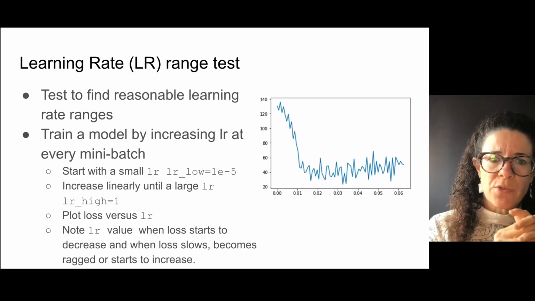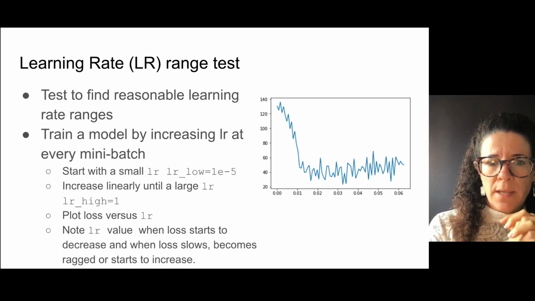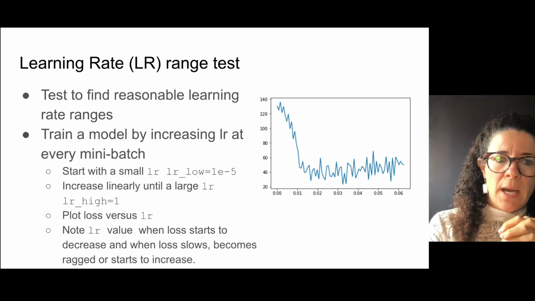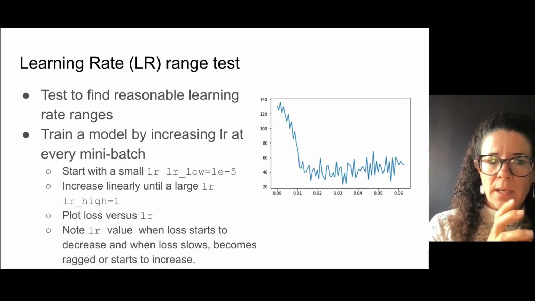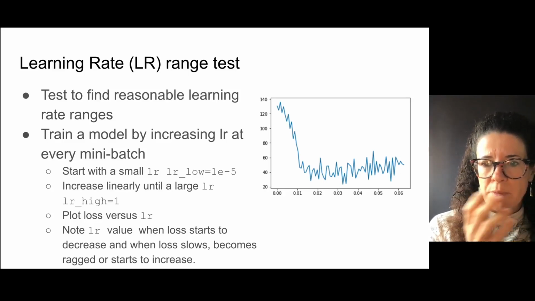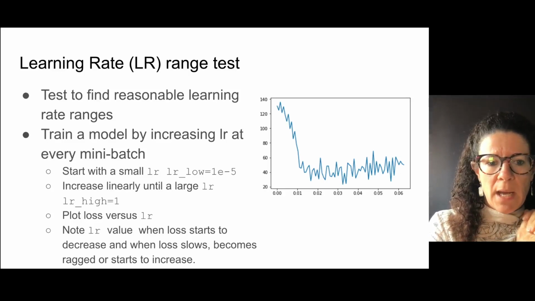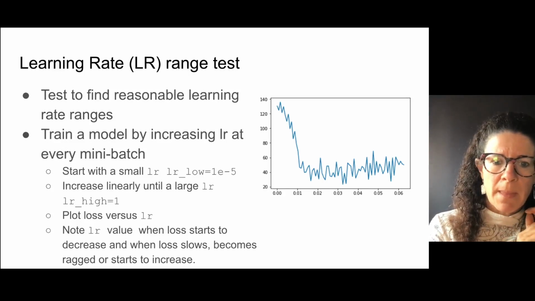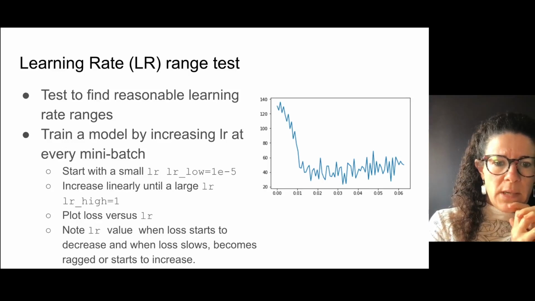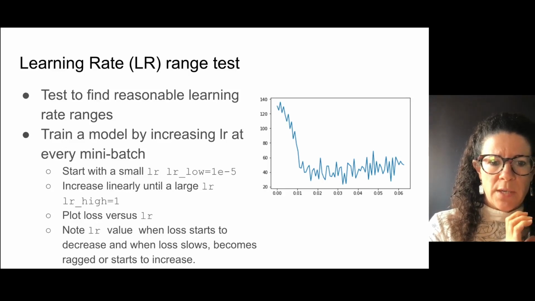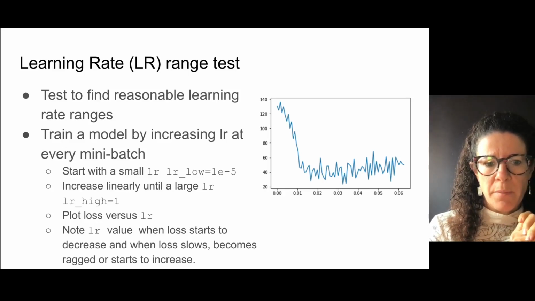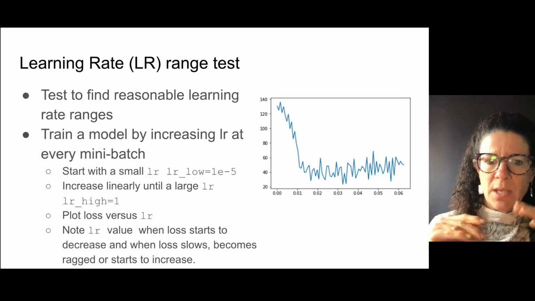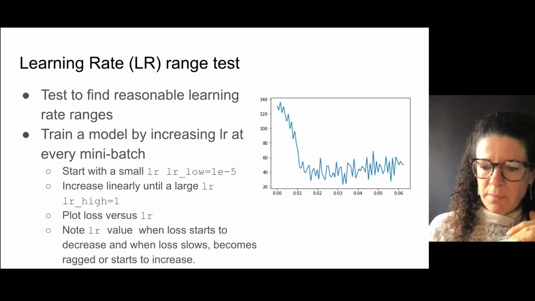What you do is you start with very low learning rates, say 10 to the minus 5, and you increase your learning rate linearly until a maximum, for example, of 1. Then you plot your learning rate versus your loss, and you get a plot like the one I'm showing you here. Note the value when the loss starts to decrease and when the loss starts to increase or becomes kind of random.